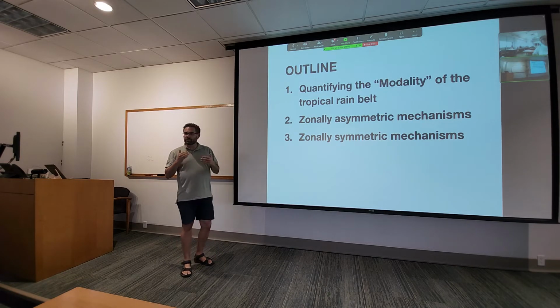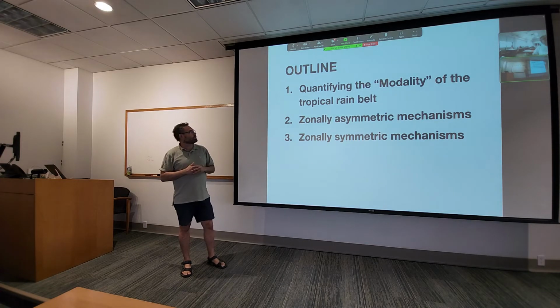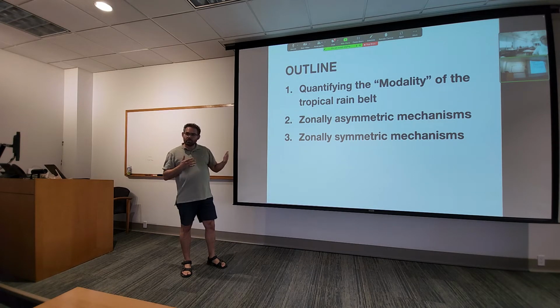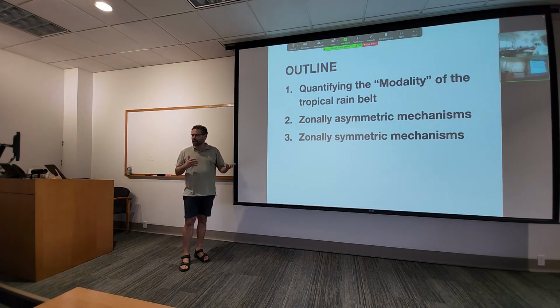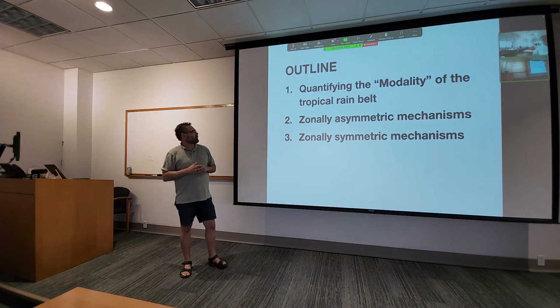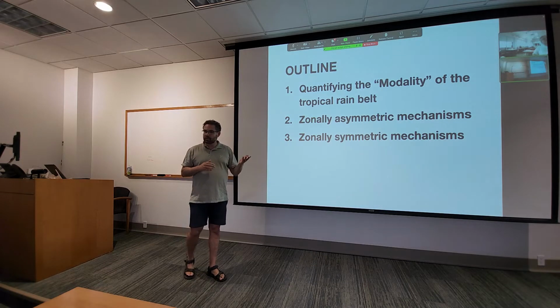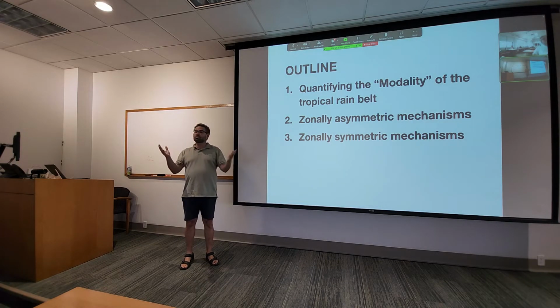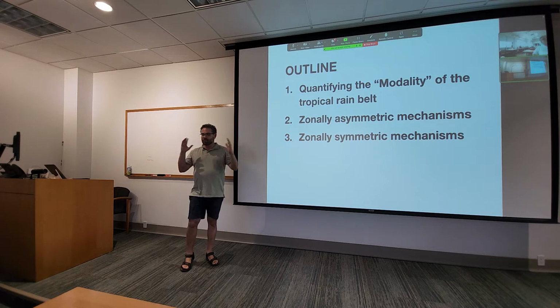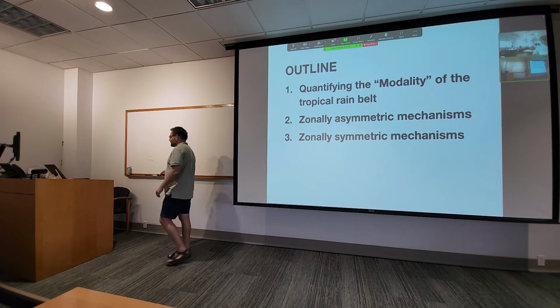I'll refer to these variations from single to double ITCZ as variations in the modality of the tropical rainfall. I will first try to objectively quantify modality. Can we distinguish between low and high modality climates, or is it just descriptive? Then I'll describe some zonally asymmetric mechanisms that affect the precipitation distribution in the tropics, and conclude with zonally symmetric mechanisms. As you can see, this is a very low resolution type of talk. I'm going to talk about really large scale dynamics.